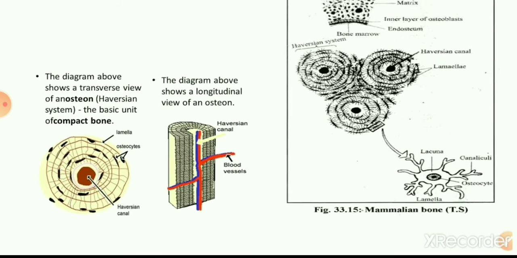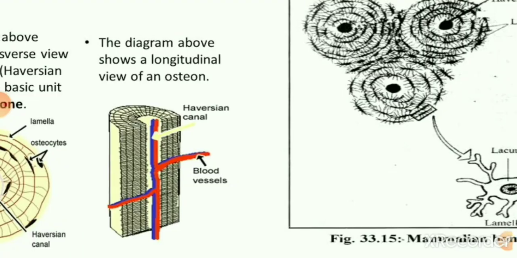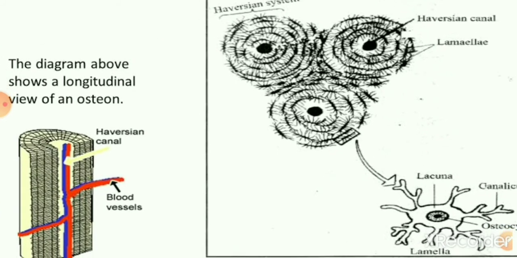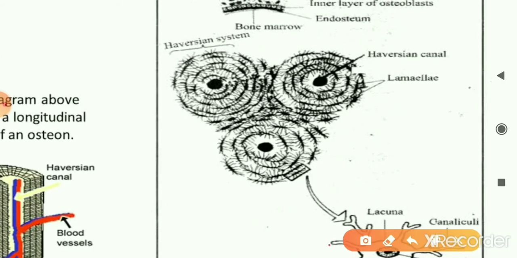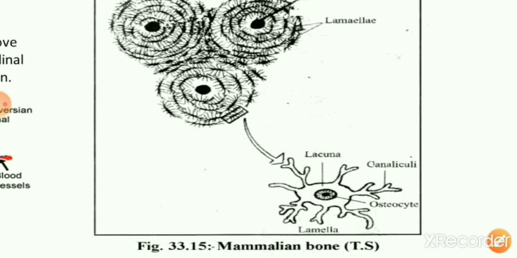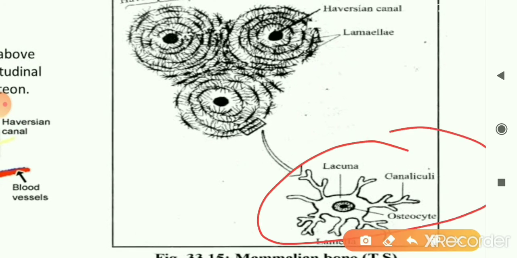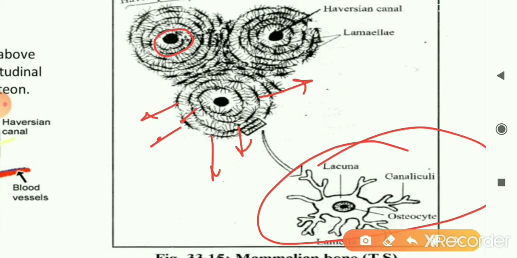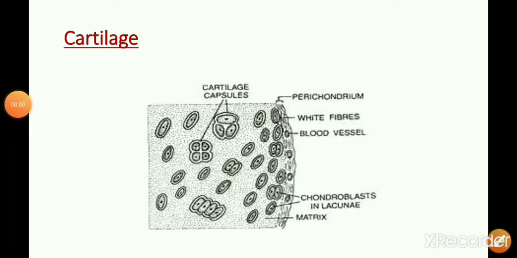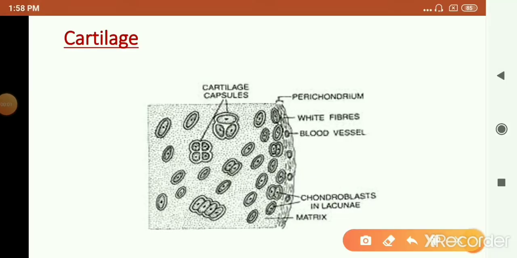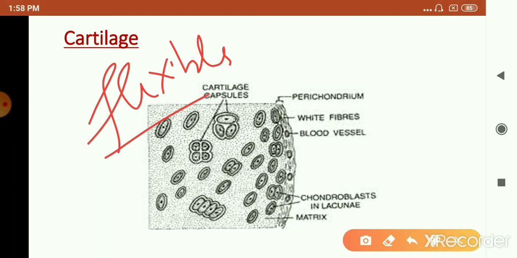Embedded in the matrix you also find the cells of the bones, which are called osteocytes. Here, this is one osteocyte shown in the picture. These osteocytes are the bone cells which secrete the matrix, and they are also arranged in concentric rings. Cartilage is also a supportive connective tissue like bone, but it is much more flexible when compared to bone.